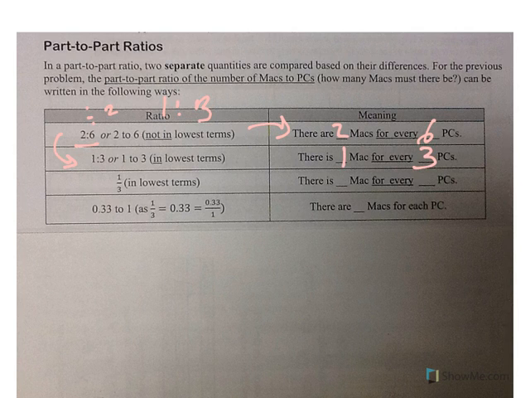That's the reduced piece. Now, if you change 1 to 3 to a fraction, you would get 1 over 3. So therefore, there is 1/3 of a Mac for every 1 PC. And 1/3 as a decimal is 0.33, so instead of saying 1/3, you could say there are 0.33 Macs for each PC. So these are the different ways you can talk about part-to-part ratios, and we're going to do that for a few more here in just a second.